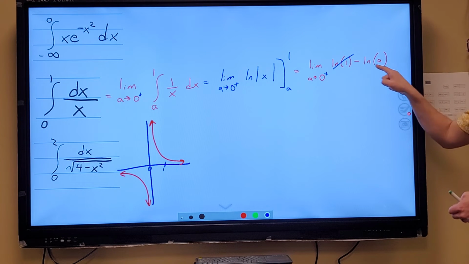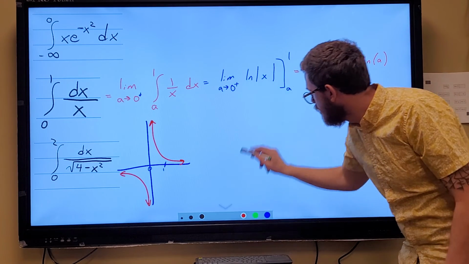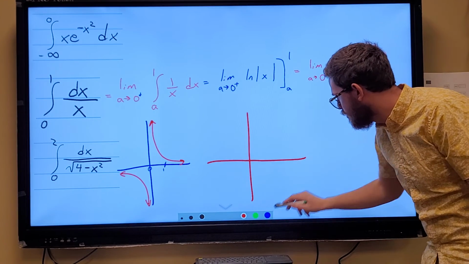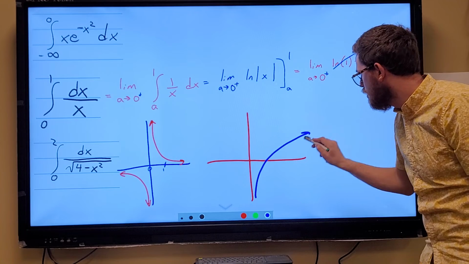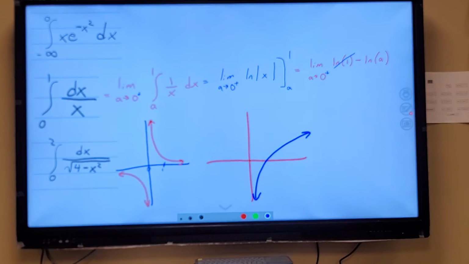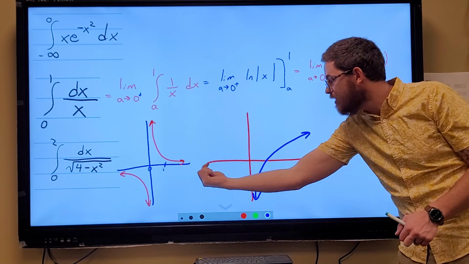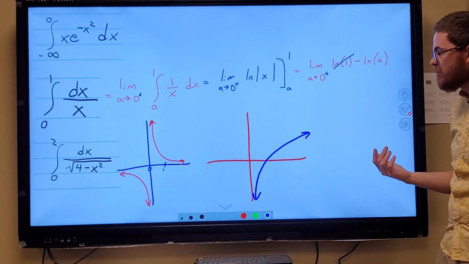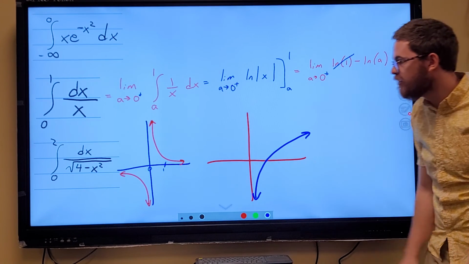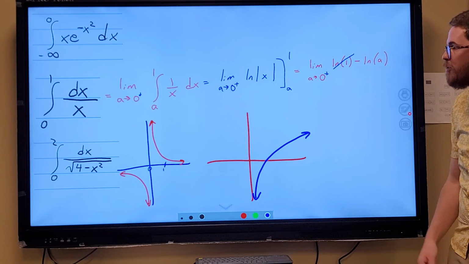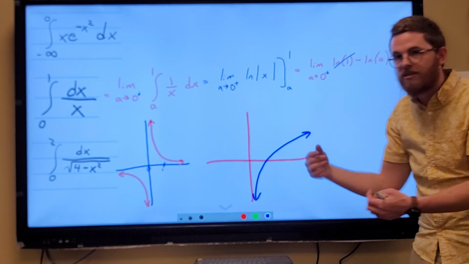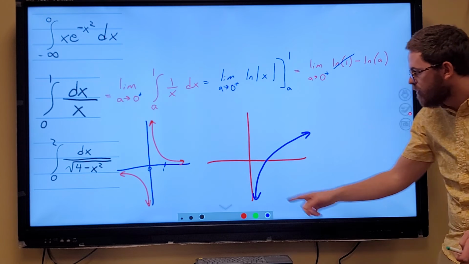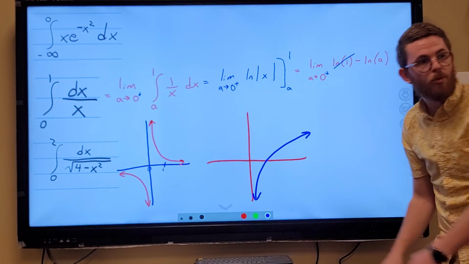Because I'm thinking about natural log. Natural log, another parent function we know well. Natural log looks something like this. Natural log doesn't even exist approaching 0 from the left. It just doesn't happen. It doesn't exist at those negative x values. So if we were looking for the overall limit as a approached 0, well, that wouldn't be super possible.